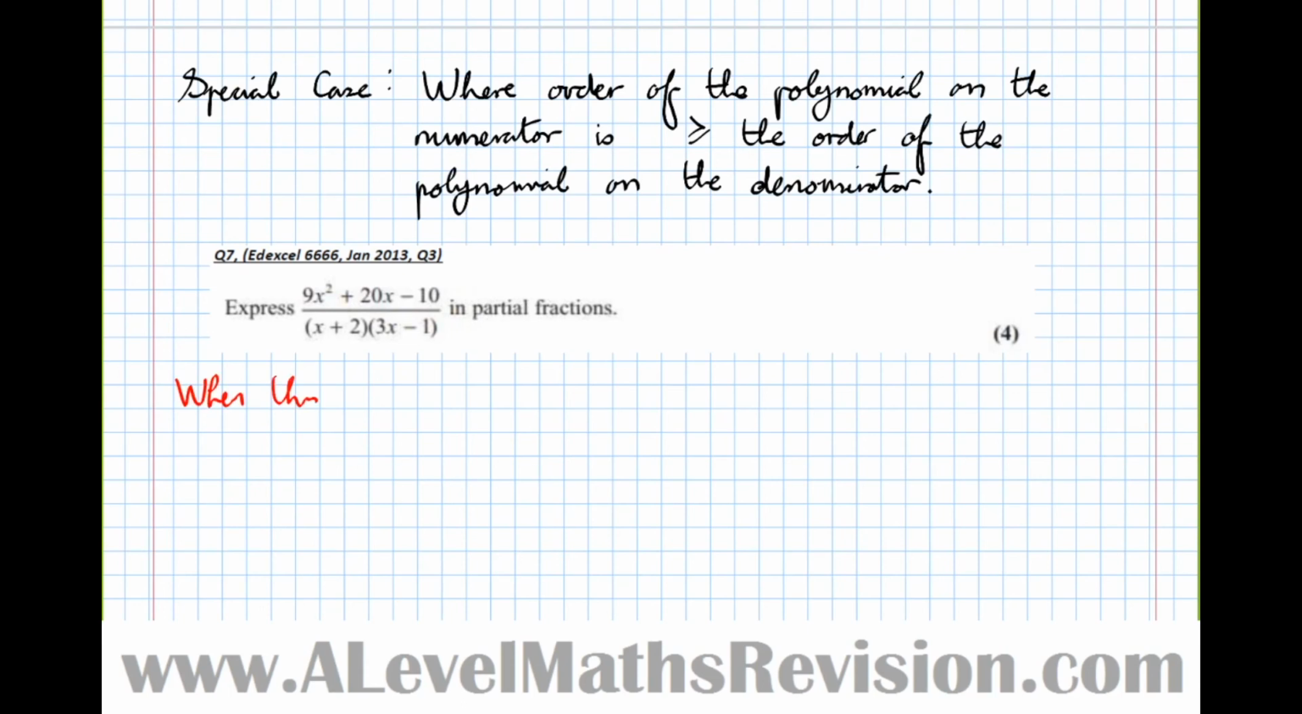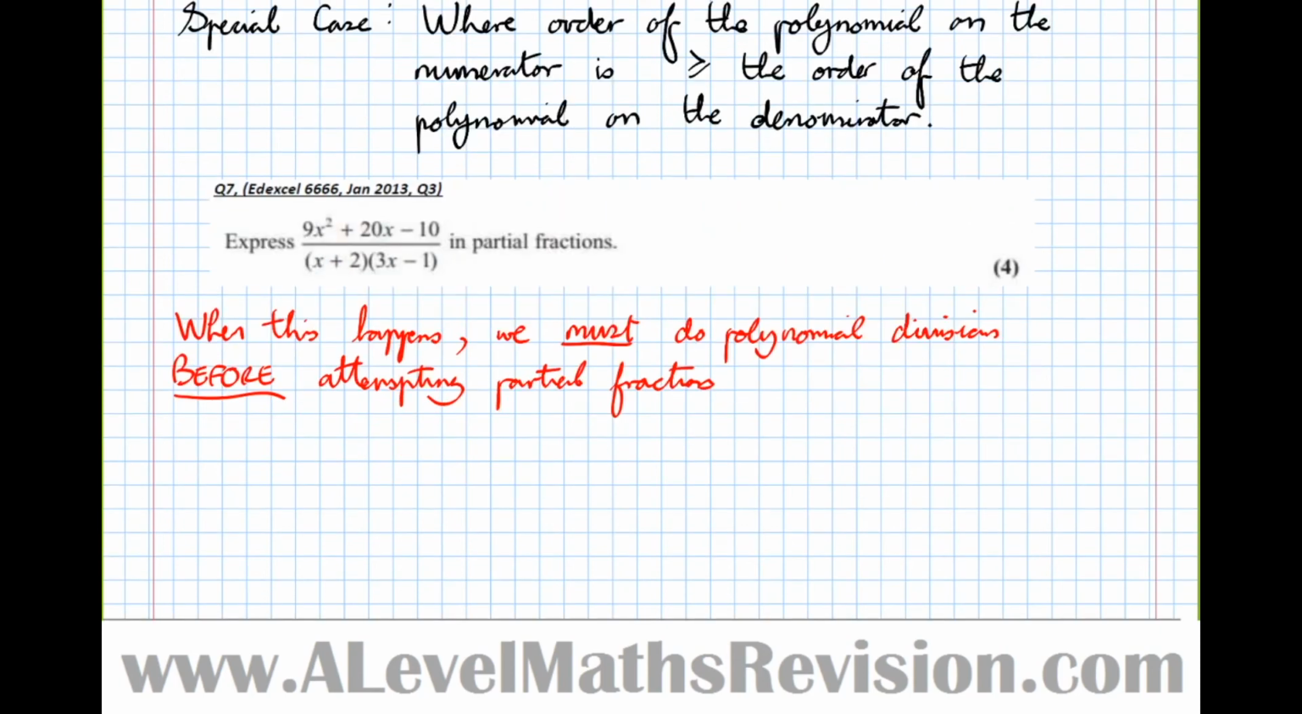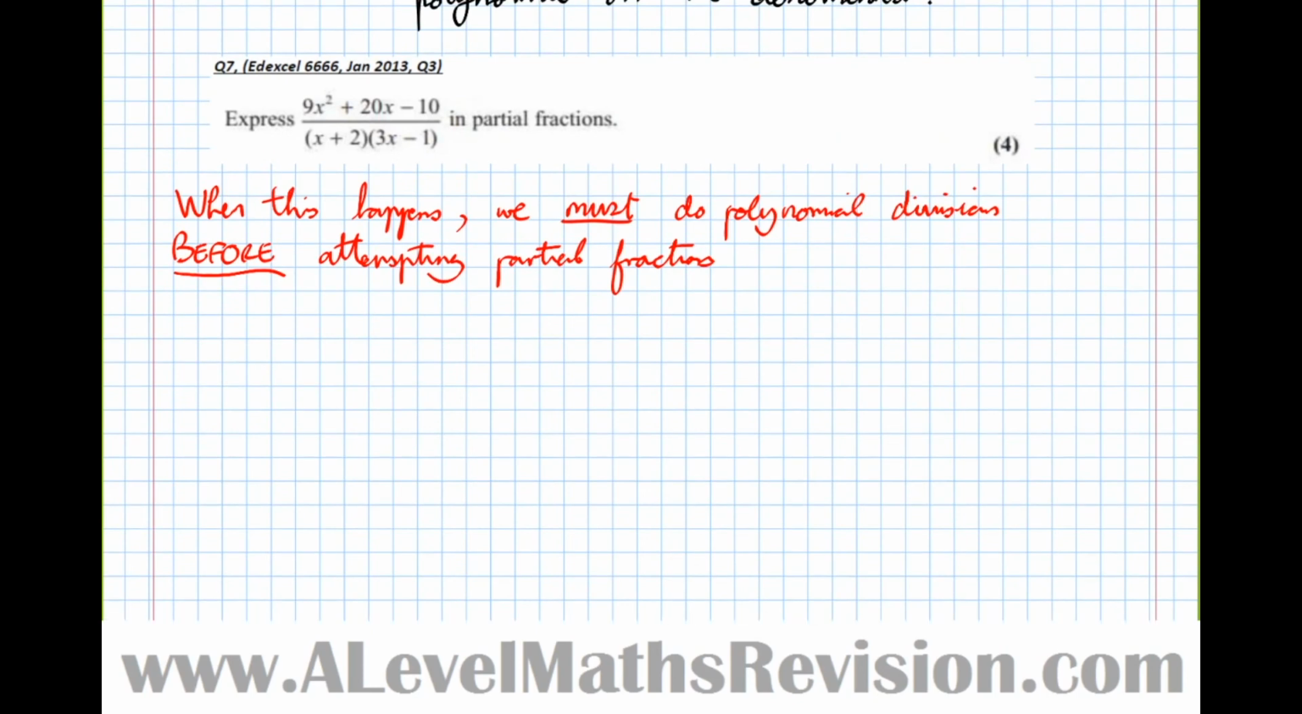So when this happens, we must do polynomial division before attempting partial fractions. So it's going to help to multiply out the denominator here to be able to do the polynomial division.